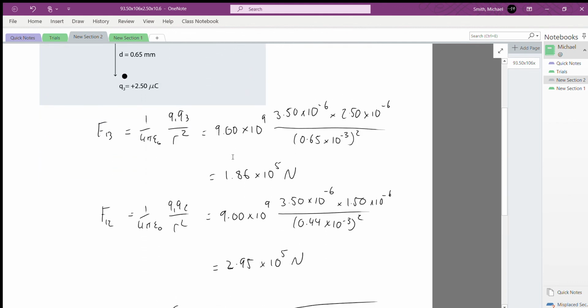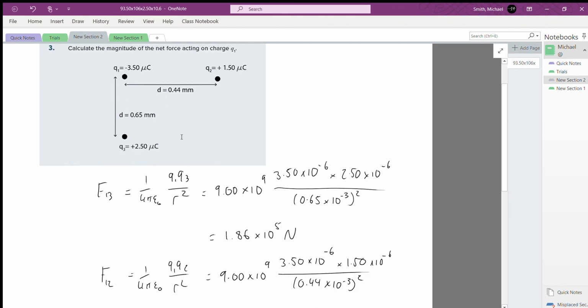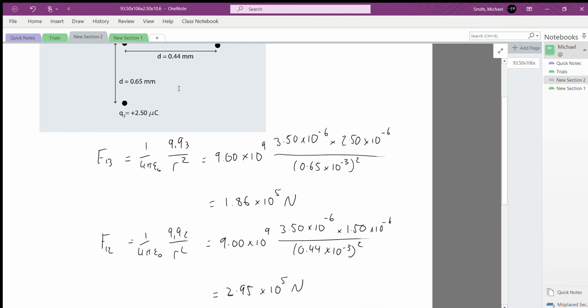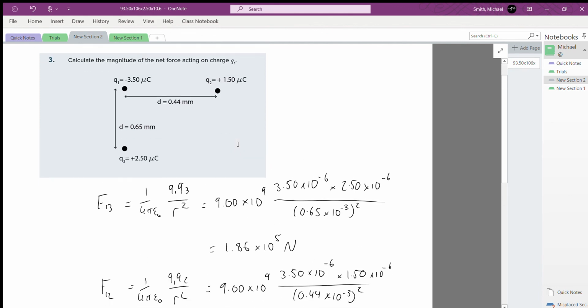And that's it. So it's essentially two Coulomb's law calculations and then an application of Pythagoras' theorem to add them as vectors. It's fairly straightforward. The rest of these should be fairly easy.